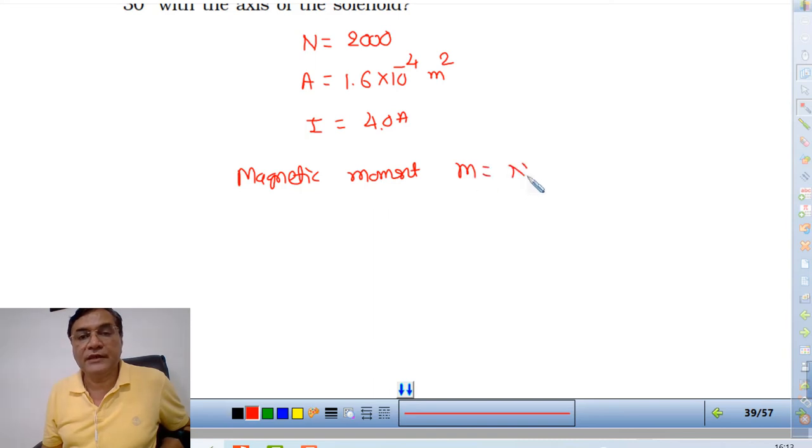M is equal to NIA, our basic formula. So N is equal to 2000 into current is 4.0 ampere into 1.6 into 10 raised to minus 4.